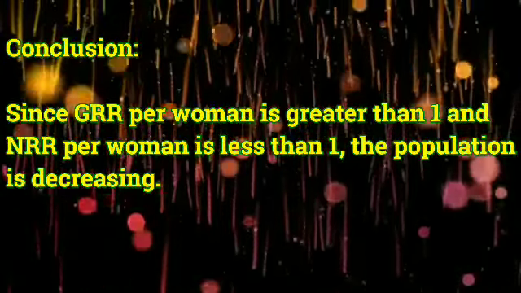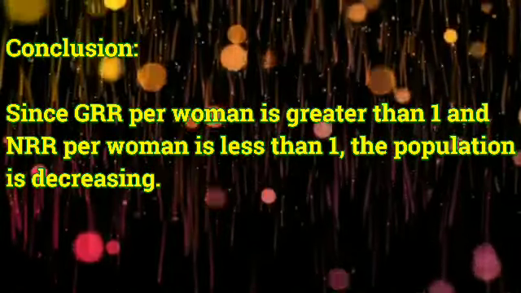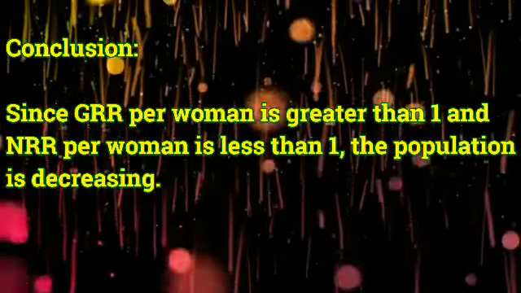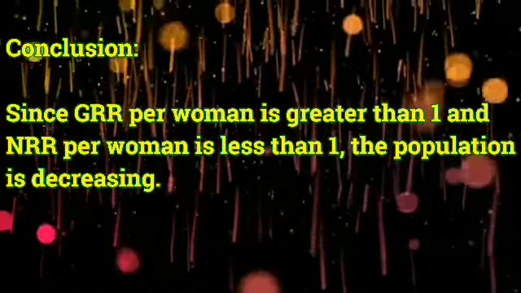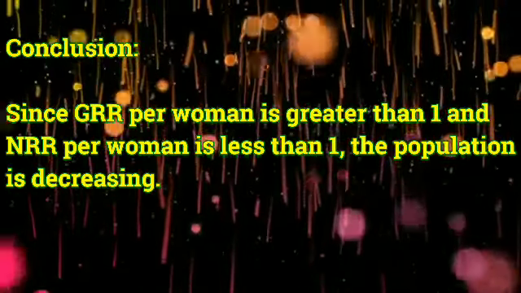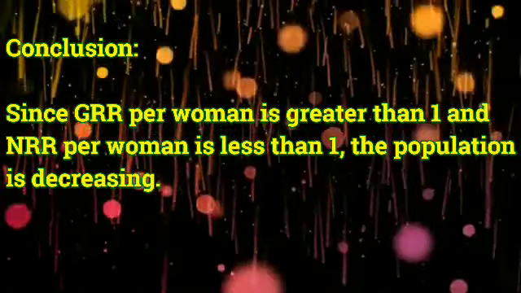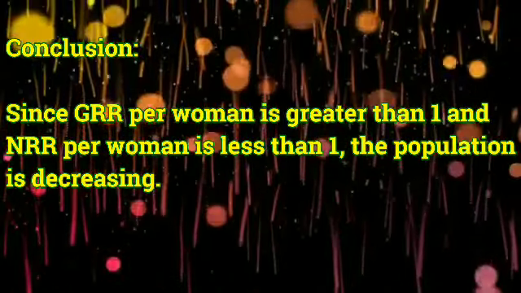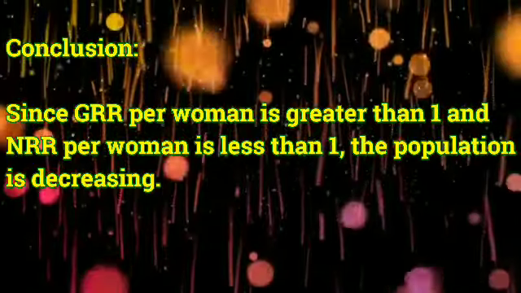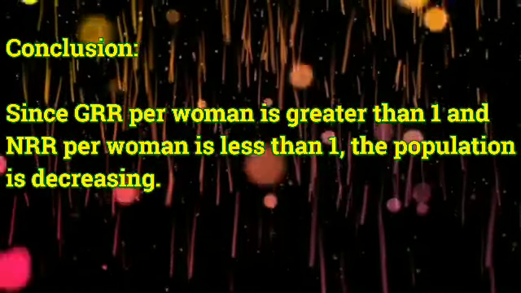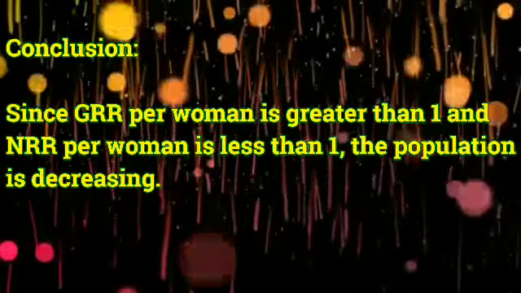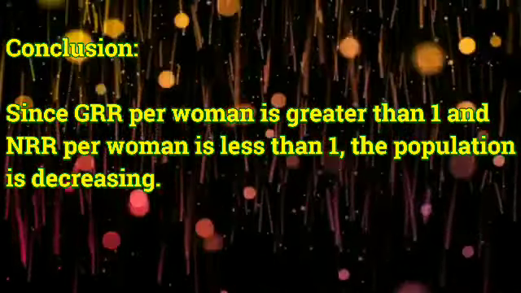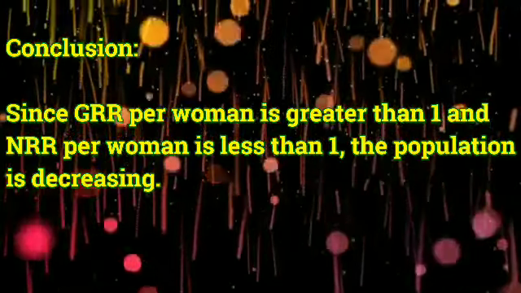Here, GRR per woman is greater than 1. When the value is greater than 1, population is increasing. NRR value, 0.9775, is less than 1. So population is decreasing. As we all know, when GRR is increasing and NRR is decreasing, the conclusion is taken based on the NRR value, which is given in the previous note. So when GRR is increasing and NRR is decreasing, the conclusion has to be taken based on the NRR value.